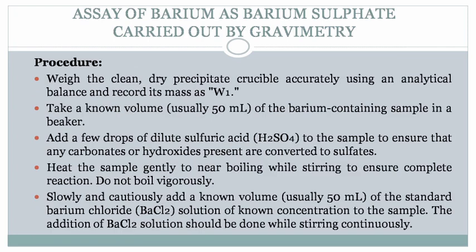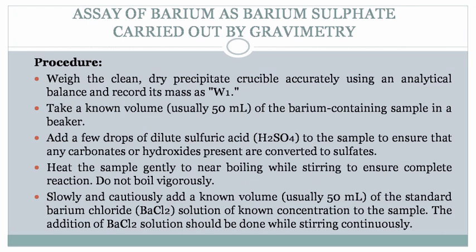Procedure. Weigh the clean, dry precipitate crucible accurately using an analytical balance and record its mass as W1. Take a known volume, usually 50 ml of the barium containing sample in a beaker. Add a few drops of dilute sulfuric acid, H2SO4, to the sample to ensure that any carbonates or hydroxides present are converted to sulfates. Heat the sample gently to near boiling while stirring to ensure complete reaction.